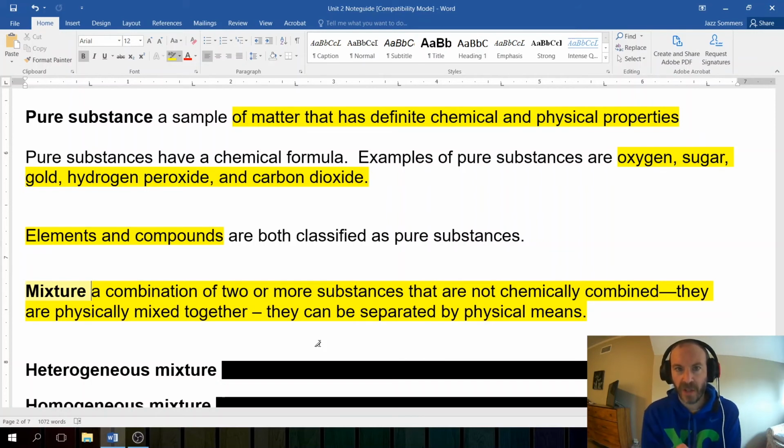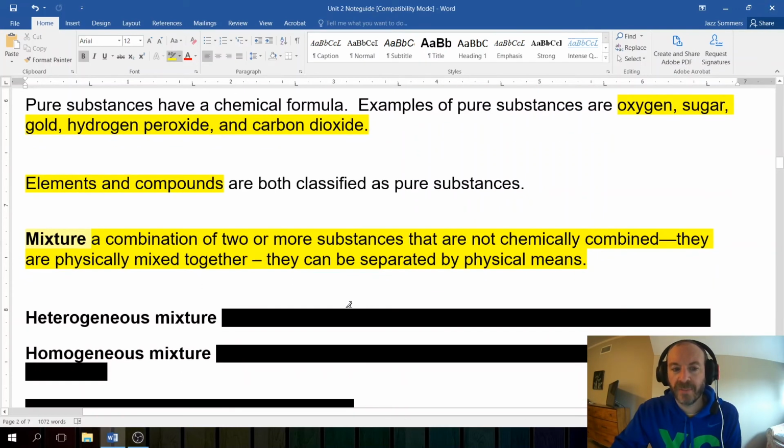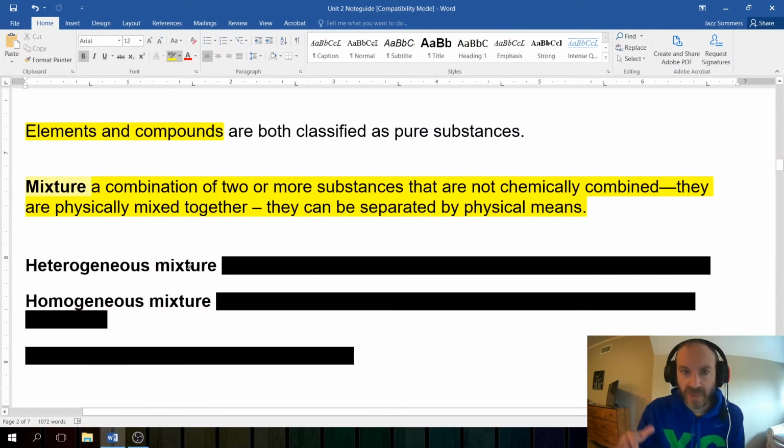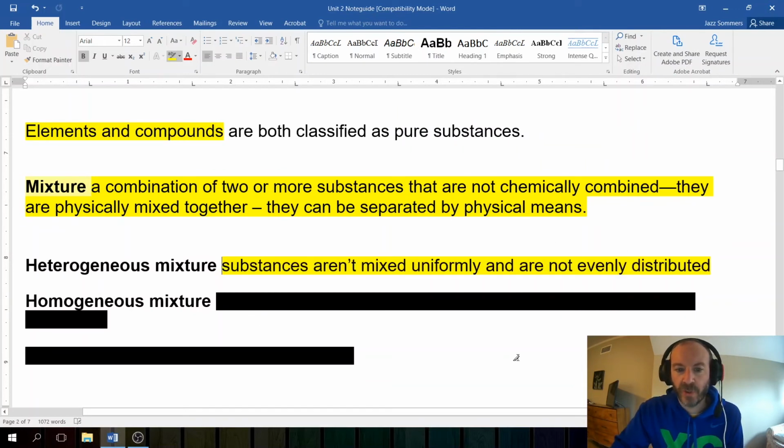If you have a molecule of sugar, you can't just physically pull off one of the oxygens. That's impossible. So pure substances are different, and mixtures are different that way. Underneath mixtures, you've got two kinds of things. You've got heterogeneous mixtures, and you've got homogeneous mixtures.